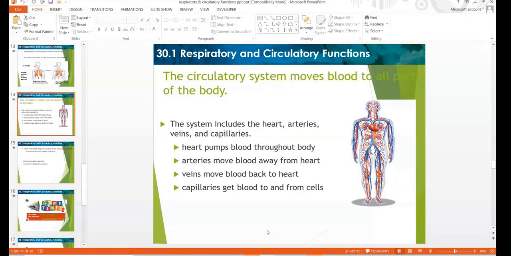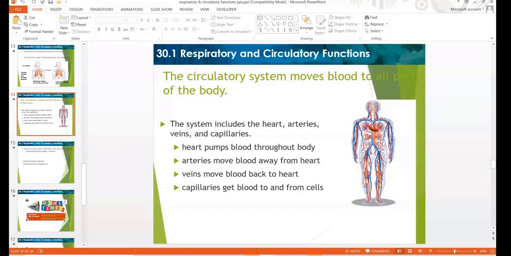Can someone tell me what the red blood vessels which you can see in the circulatory system are known as? Arteries, they move the blood away from the heart. Very good. They carry the blood away from the heart. So is it oxygen-rich blood or oxygen-poor blood? Oxygen-rich blood. Excellent.